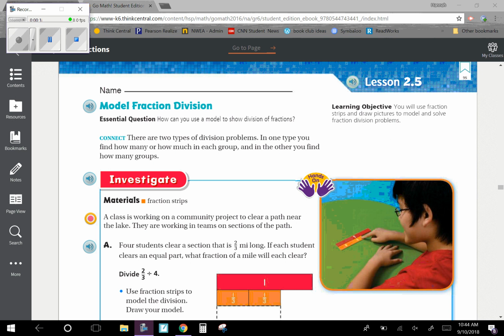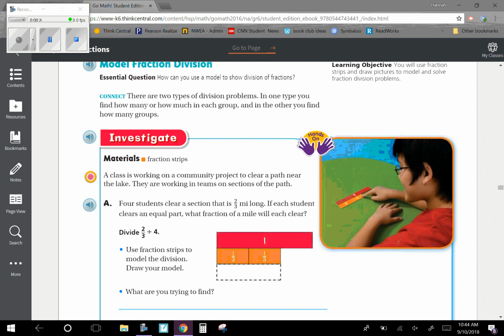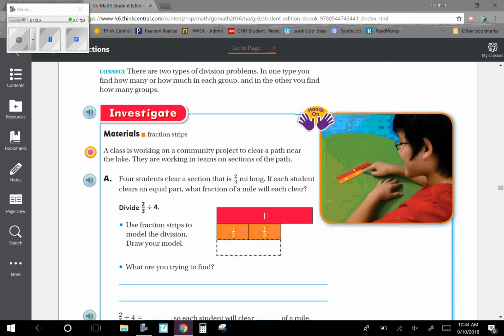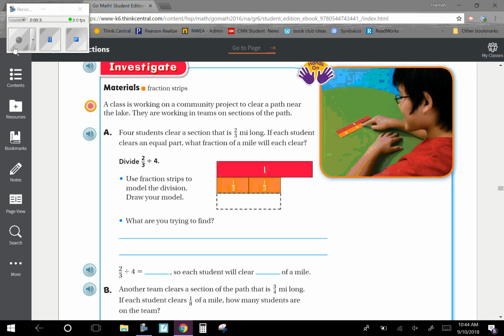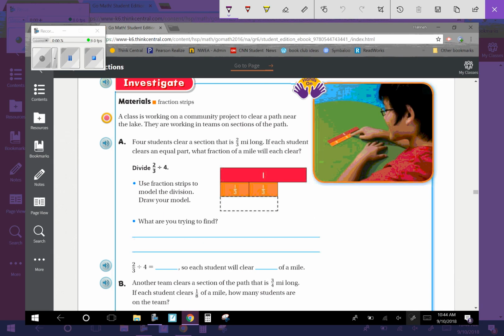There are two types of division problems. In one type, you'll find how many or how much in each group, and in the other, you find how many groups. So investigate. You have fraction strips as your materials. If you do not have fraction strips, you can just draw them on this page.